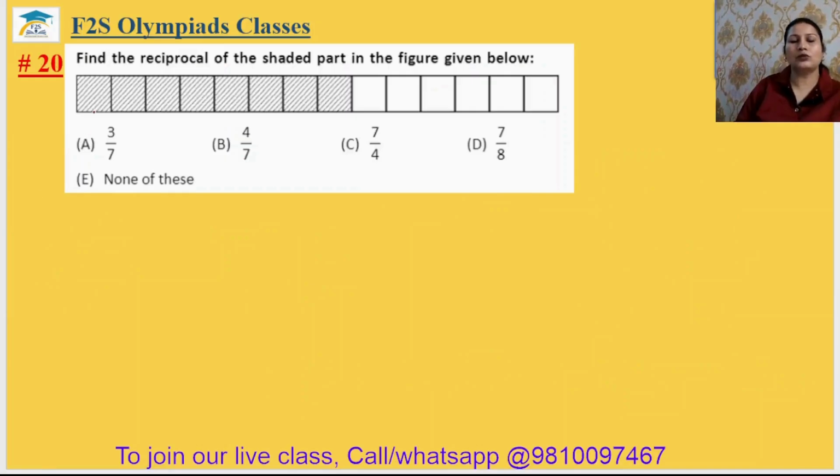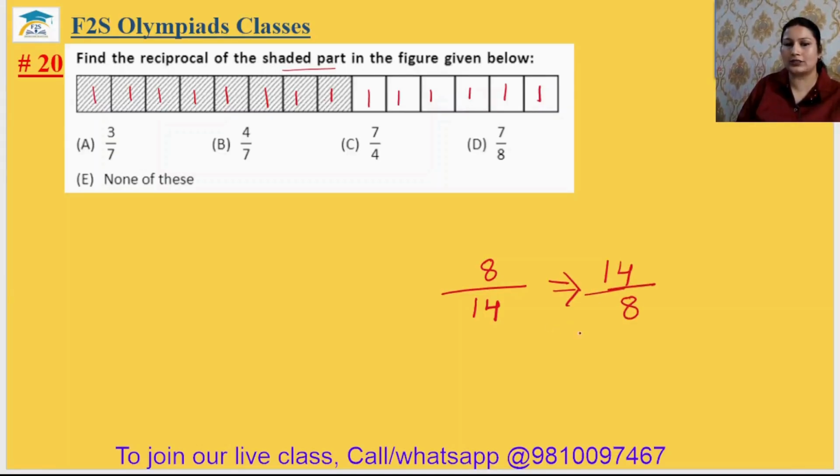Come to question number 20. Find the reciprocal of the shaded part in the given figure below. What is the fraction of the shaded part? First count the total number of parts: 1, 2, 3, 4, 5, 6, 7, 8, 9, 10, 11, 12, 13, 14. The total number is 14. The shaded part is 8. The reciprocal will be 14 upon 8, as the numerator and denominator change their positions.